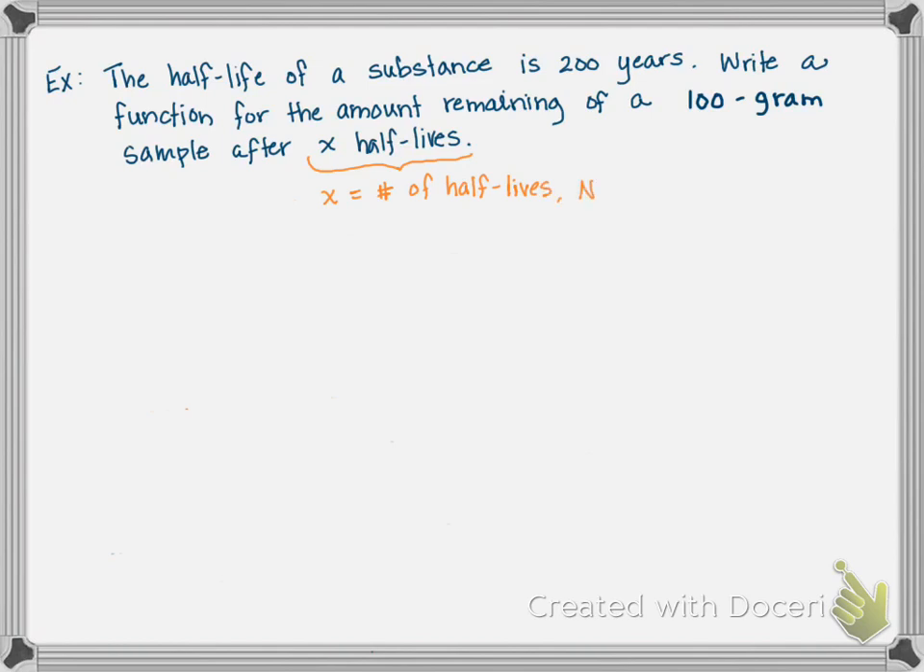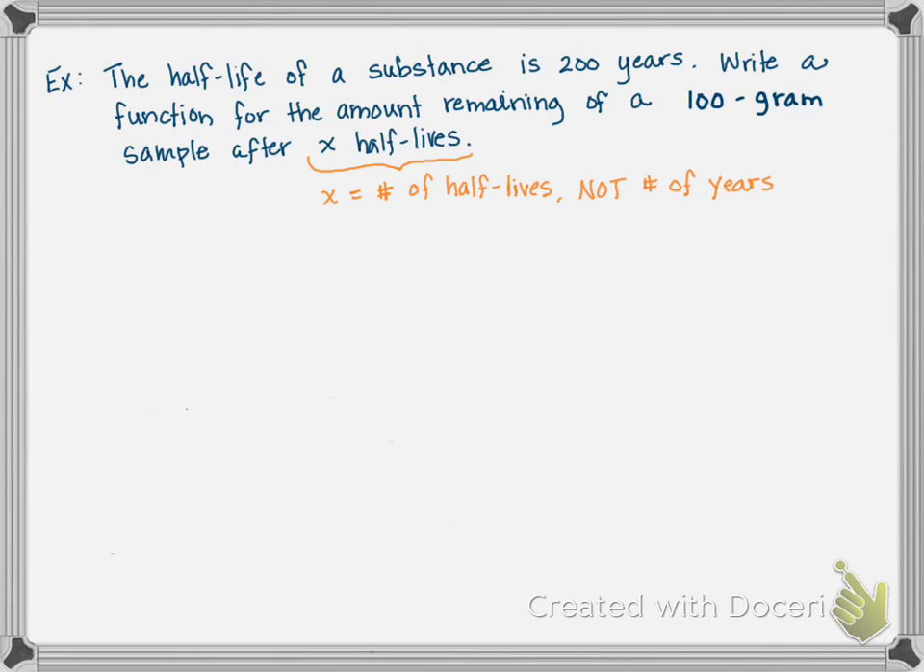It is not the number of years, because we lose half the substance every half-life, not every year, right? That X value has to be the time period associated with the change. So the change that's occurring is that we're decaying by half. The time period associated with that is 200 years, or one half-life.